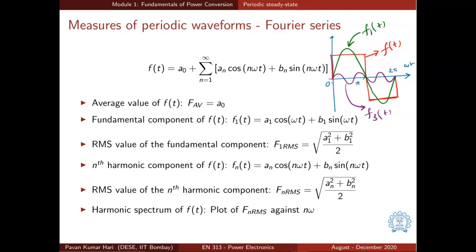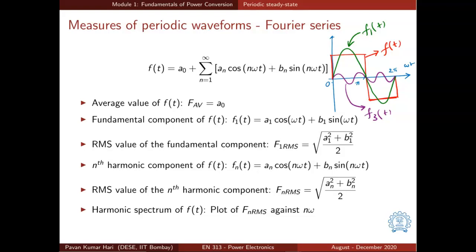Considering the square wave as an example, the red color waveform shown here is f of t, and the green color waveform f1 of t is also shown here, which is the fundamental component of the square wave. It can be observed that the fundamental component has the same frequency as the original periodic function. And what is the RMS value of the fundamental component? It is expressed as the square root of a1 square plus b1 square by 2 and denoted by capital F1 RMS.